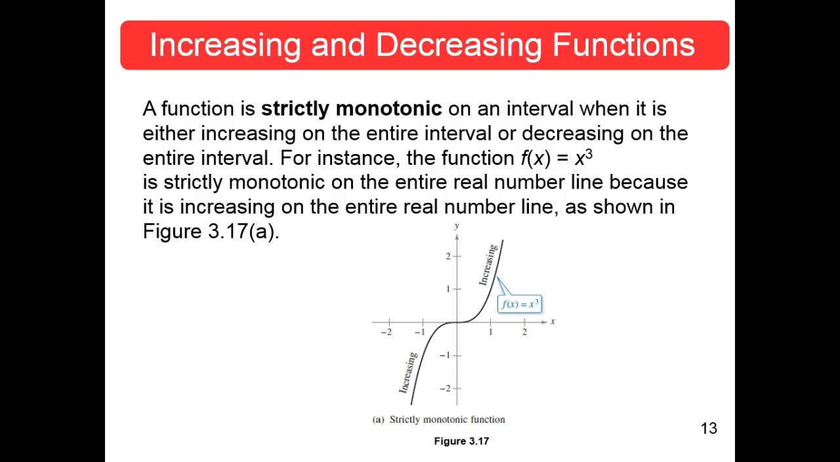A function is strictly monotonic on an interval when it is either increasing on the entire interval or decreasing on the entire interval. For instance, the function f of x equals x cubed is strictly monotonic on the entire real number line because it's increasing everywhere. How do we know that? What would be your step? Take a derivative. What would that give you? 3x squared. 3x squared, when is that negative?